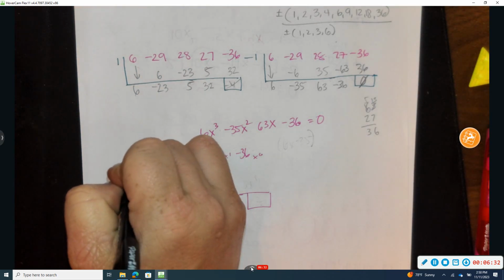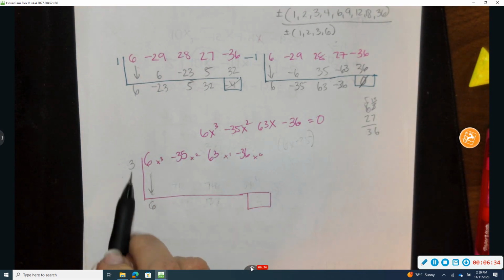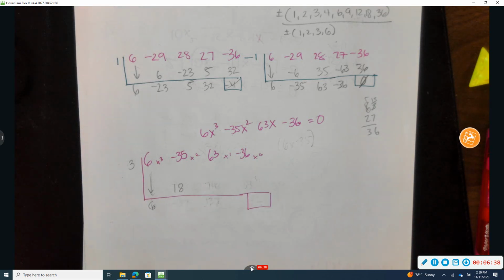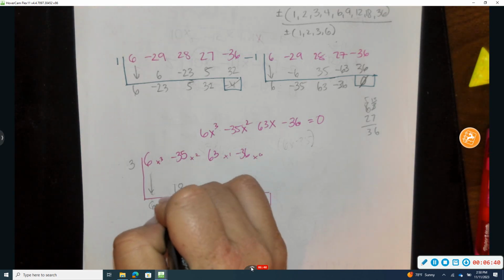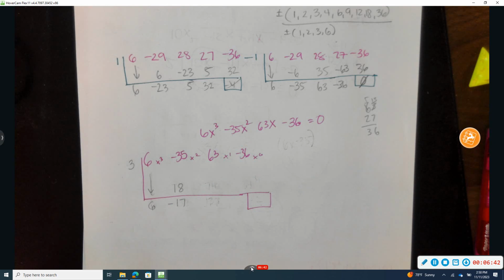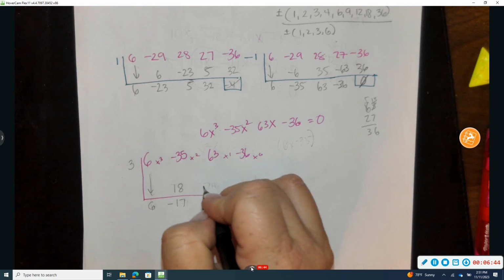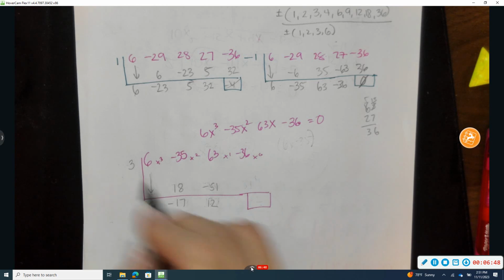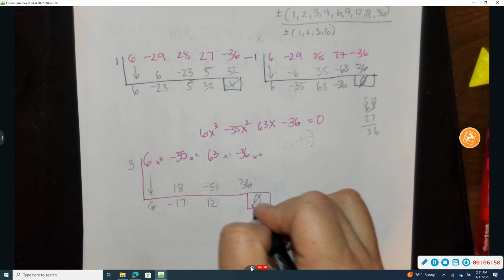Let's try 3. Dropping down 6. Okay, multiplying to get 18. So that's going to be, I believe, a 17 when I subtract. So the larger number is negative. All right, then I'm going to multiply. I believe that's a negative 51. And I combine to get 12. I multiply to get 36. And guess what? It works.